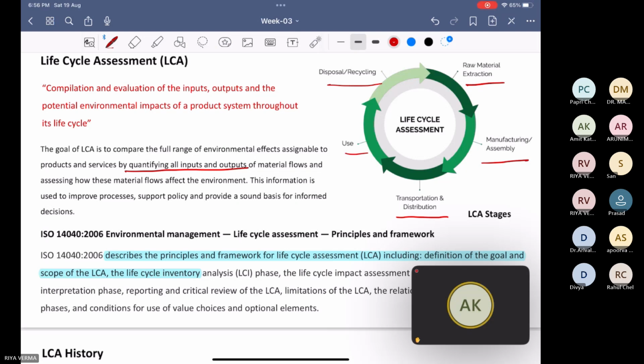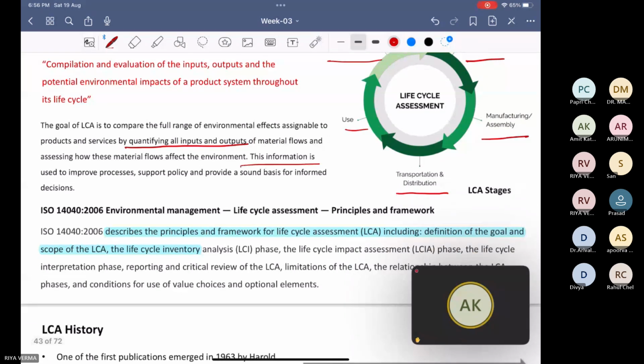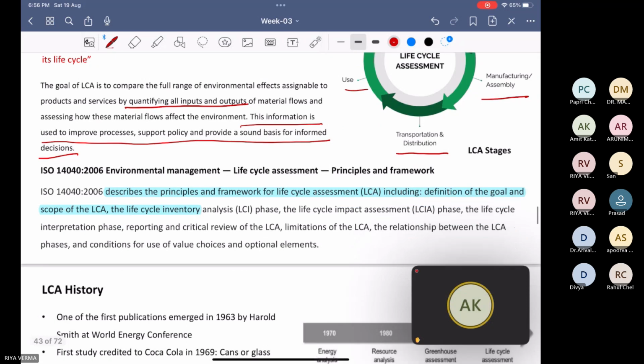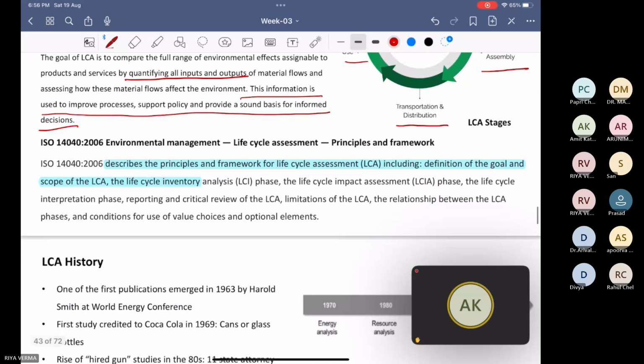So we need to quantify all the inputs and outputs of the material flows, and then we assess how these material flows affect the environment. And this information is used to improve the processes, support policies, and provide a sound basis for informed decisions. Right? So this ISO 14040:2006, this is the International Organization for Standardization, ISO.